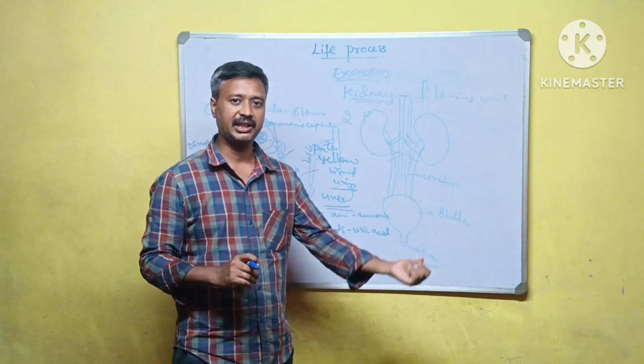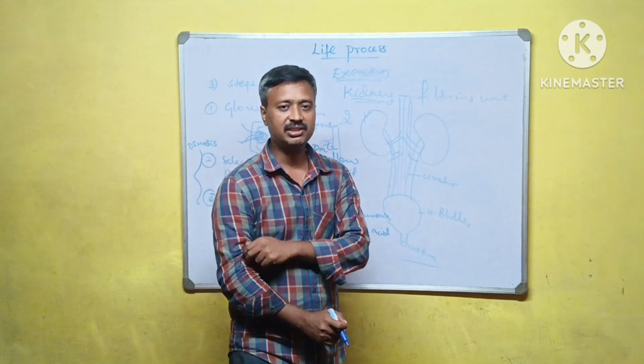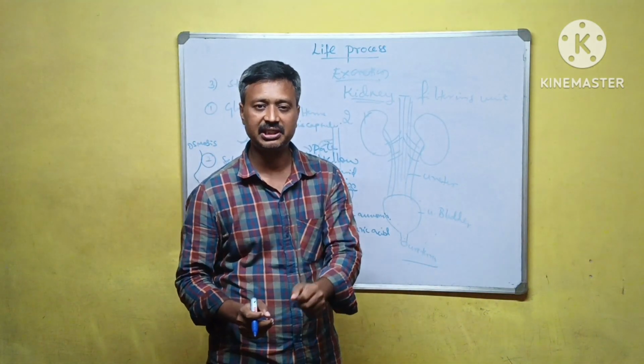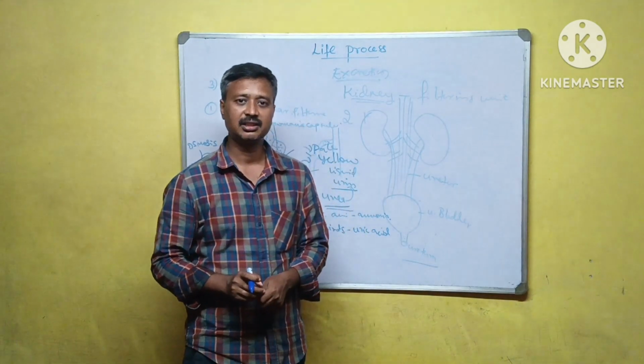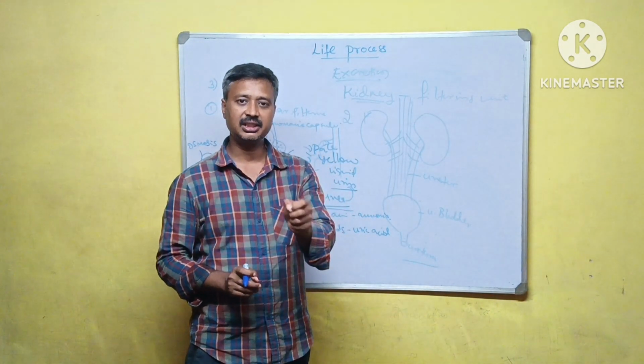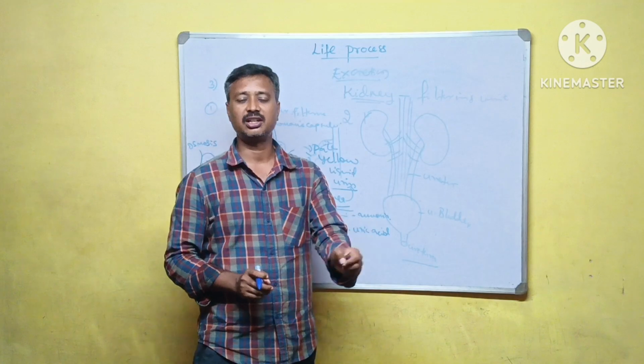If both the kidneys fail, then we go for dialysis. What is dialysis? It is the artificial filtering of the blood, using a machine called a dialyzer.